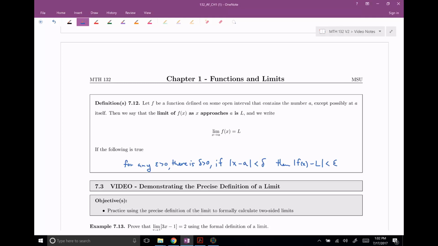So this right here is the formal definition of the limit, and it's like, oh my goodness, right? How do I use this darn thing? Well, that's what the next video is going to be all about.